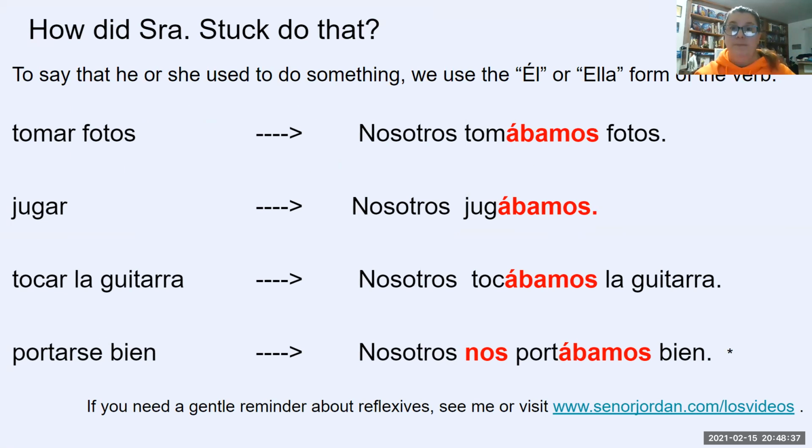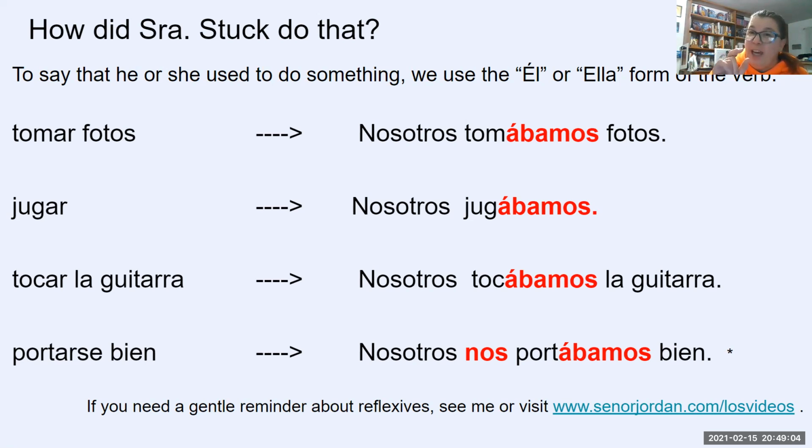Tomábamos fotos. Jugábamos. Tocábamos la guitarra. Nosotros nos portábamos bien. There's that nos. It's being used as a reflexive pronoun. You could just say tomábamos fotos, jugábamos, tocábamos la guitarra, and nos portábamos bien.